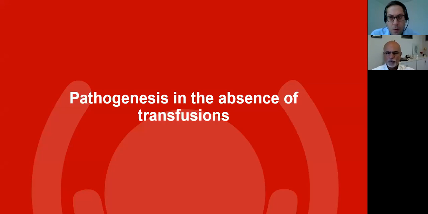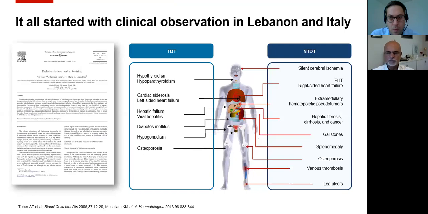So now we will move into the pathogenesis in the absence of transfusion. Our story started years ago, around 2005, 2006. It was published where, together with Professor Capellini, we have noticed that the complications in NTDT are different than the complications in TDT. We all know that in TDT, the heart and the liver and the endocrine are the most important.